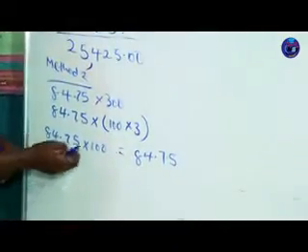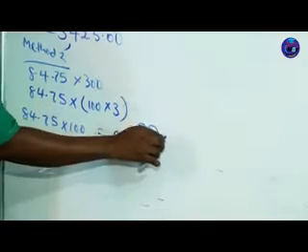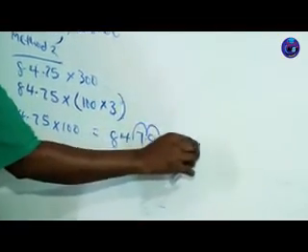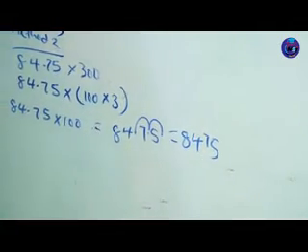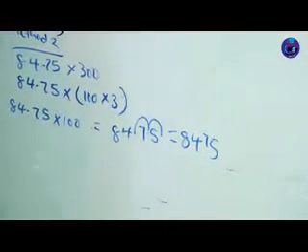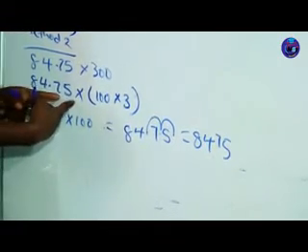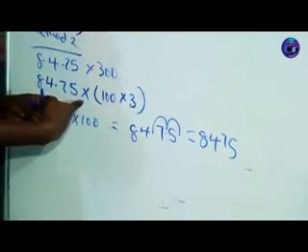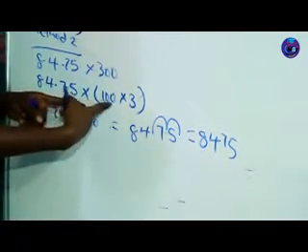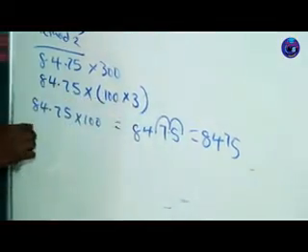84.75 times 100. Because of these 2 zeros, I move 1, 2. This becomes 8,475. So what is left is, I have done 84.75 times 100. What I want to do is 84.75 now times 100 has given me 8,475. Now times 3.